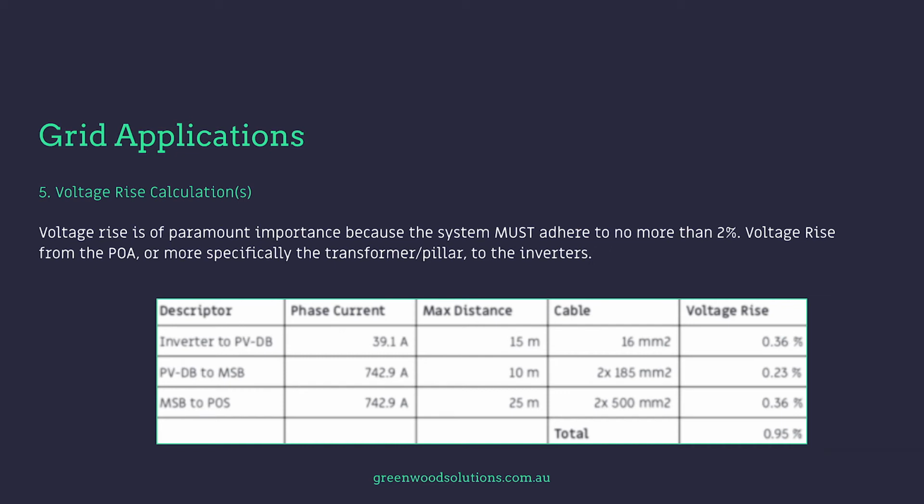Voltage rise is of paramount importance because the system must adhere to no more than 2% voltage rise from the point of attachment, or more specifically, the transformer pillar to the inverters.